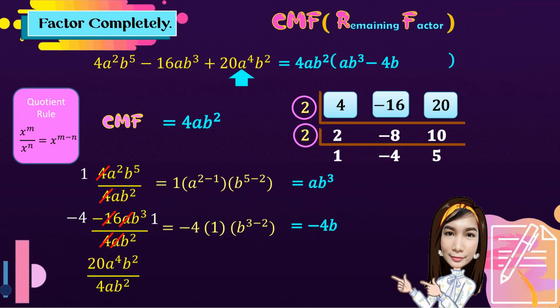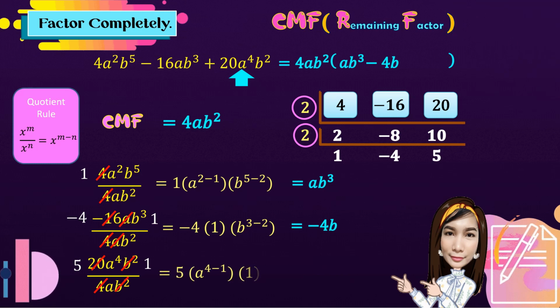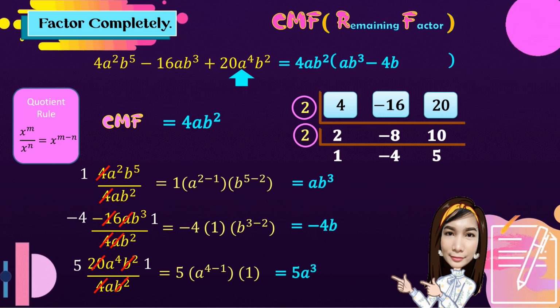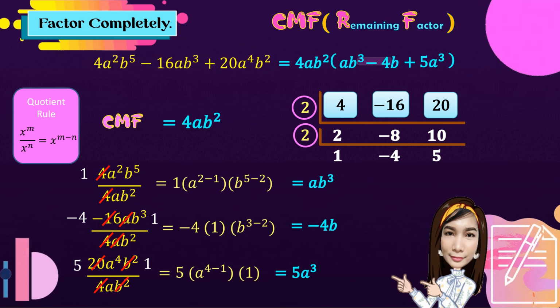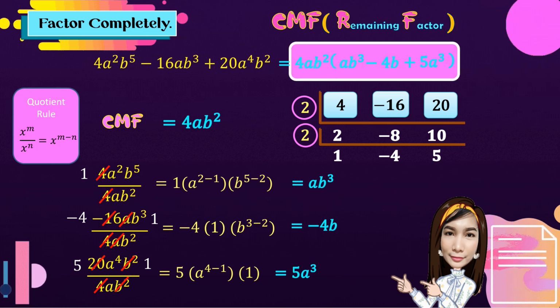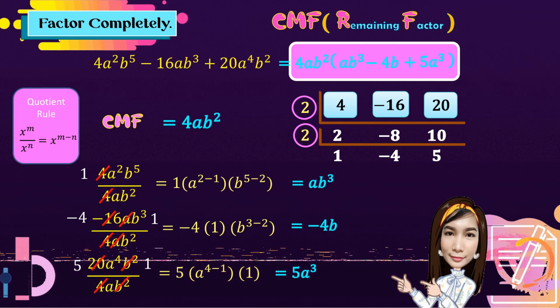Next, let's have the third term: 20a to the fourth b squared divided by 4ab squared. So let's have the coefficient. 20 divided by 4, we have 5. Then b squared divided by b squared equals 1. So we have 5 times the variable a, subtract the exponent 4 minus 1, times 1. So we have 5a cubed. So that is the third term of your remaining factor. So the factored form is 4ab squared times the quantity ab cubed minus 4b plus 5a cubed.